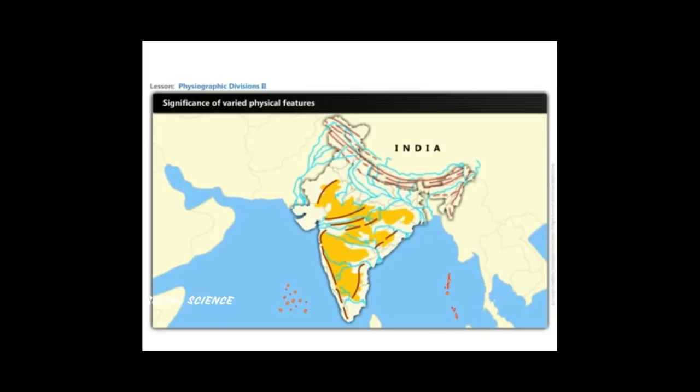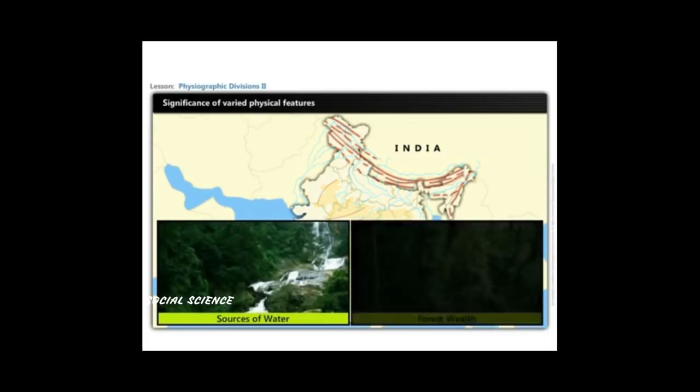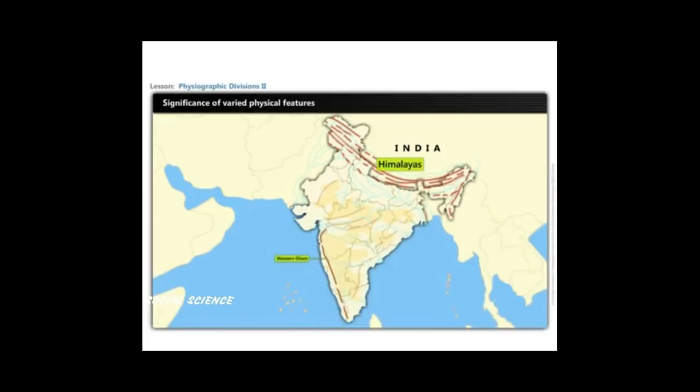Varied physiographic divisions made our country rich in various resources. Can you figure out the significance of the mountains? The mountains are the major sources of water and forest wealth. Moreover, the Himalayas and the Western Ghats act as windbreaks and bring much-needed rainfall to our country.